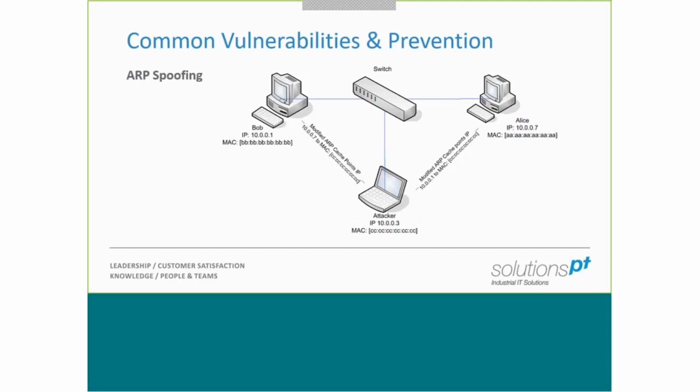So this is just a visual representation of it. We've got our switch at the top, we've got Bob in the top left, we've got Alice in the top right, and we've got our hacker on his laptop at the bottom. So you can see the IP addresses there and the MAC addresses, and your ARP cache is essentially a mapping of that IP address to a MAC address. So in a normal situation, Bob would have his ARP cache, he'd have an entry for Alice, 10.0.0.7, and he'd have a MAC address of AA, you know, all the AAs basically.